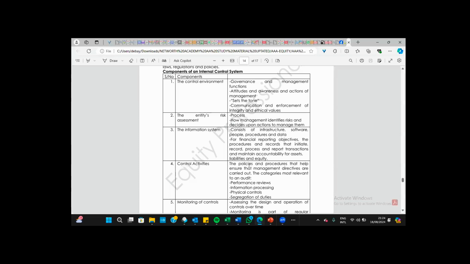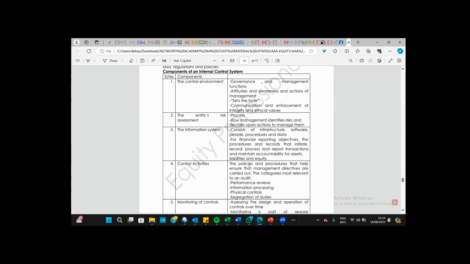Okay? So another component of a good internal system is that they must have what? An information system. That is, the information system should be such that the financial reporting objectives are being achieved. That is, there is proper documentation, there is proper accountability, and above all, there are procedures, there are data, there are people of integrity working on those transactions so as to ensure that the financial reporting objectives are achieved.